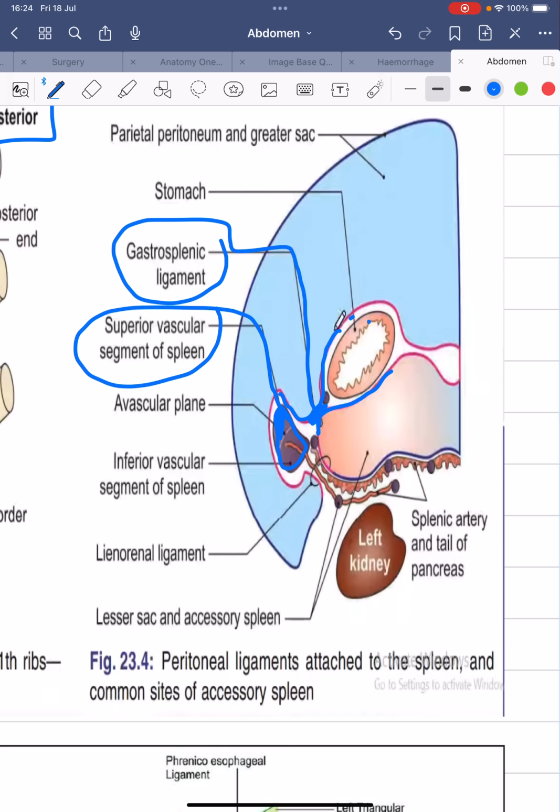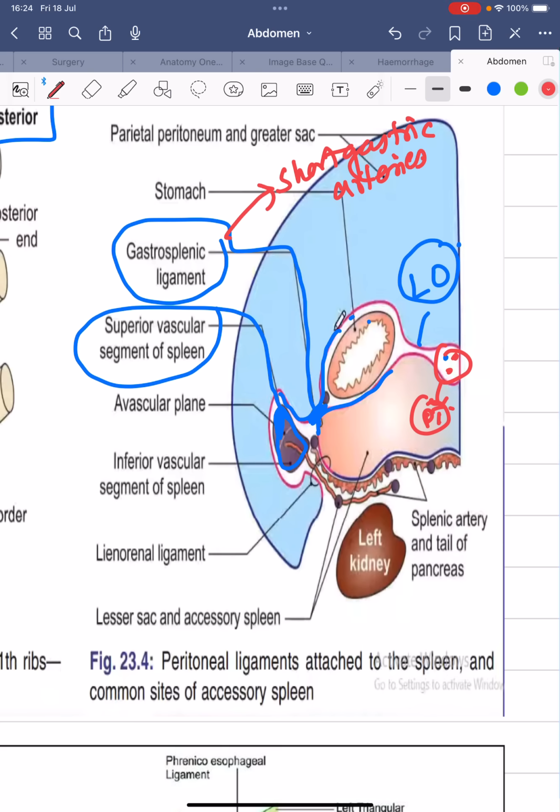This is the lesser curvature, so this will be the lesser omentum. And here you have 3 structures, the portal triad, but at the moment we are not discussing it. So in this gastrosplenic ligament, what is present? Your short gastric arteries or vessels are present. Very, very important.